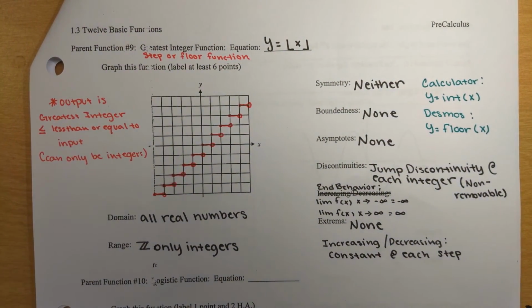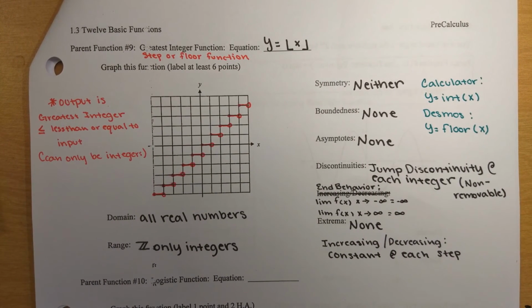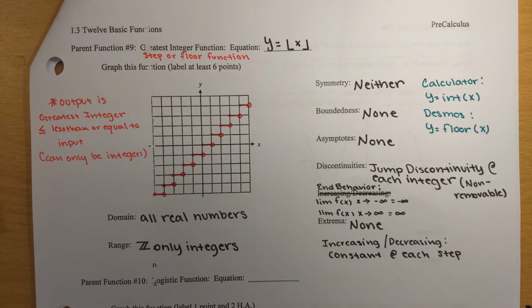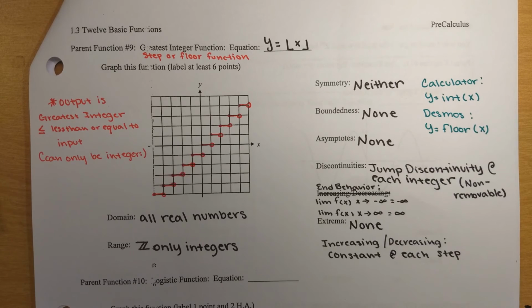This is the greatest integer function. The equation is y equals greatest integer of x. How you plug this into the calculator is y equals int x, and for decimals you put y equals 4x. This is what the greatest integer function graph looks like. It looks like a staircase, but on the end of each stair there's a closed circle and an open circle.